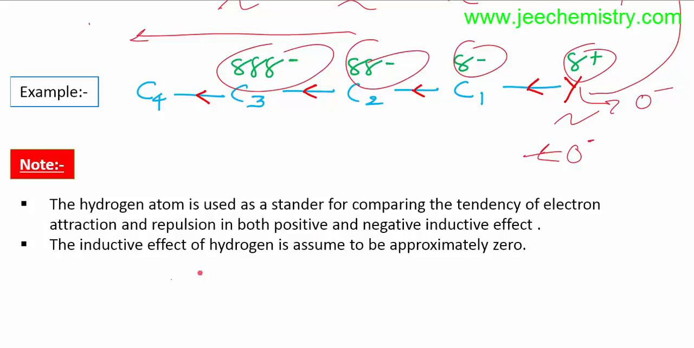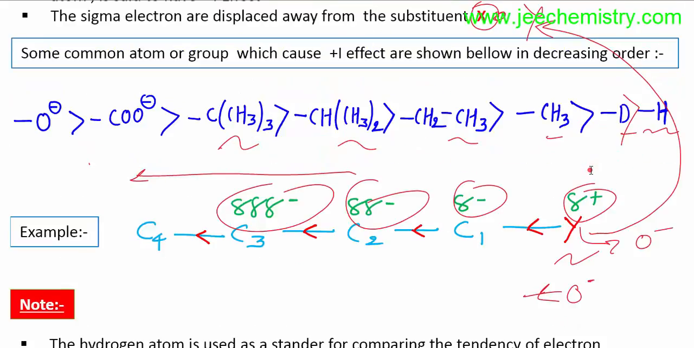Now, the hydrogen atom is used as a standard for comparing the tendency of electron attraction or repulsion in both positive and negative inductive effects. The inductive effect of hydrogen is assumed to be approximately 0. Hydrogen is taken as the standard, so it is taken as approximately 0 inductive effect, not exactly 0. It is the standard for comparing groups with positive and negative inductive effects.